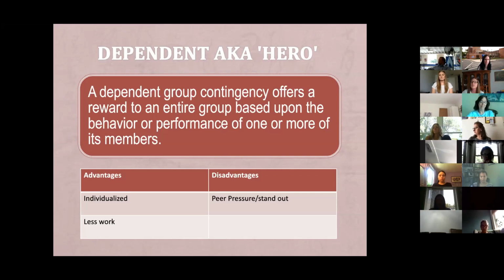But the disadvantage of this group contingency could be that that hero, that one dependent student that's going to earn that reward for the whole class, there could be peer pressure and it could make them stand out from the group. So you want to be careful when you're using this group contingency.